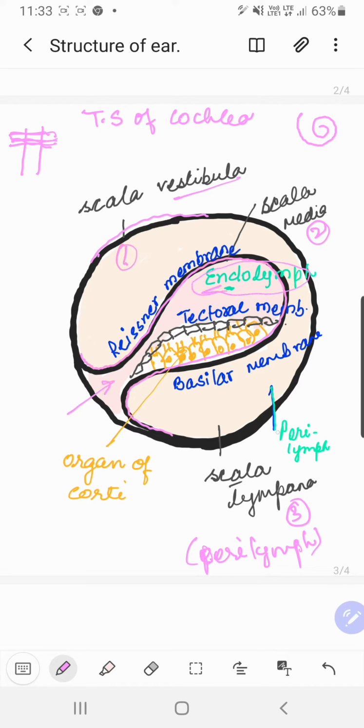You can see it here. I have written with a different pen. Perilymph at the border canals and endolymph in the central canal.